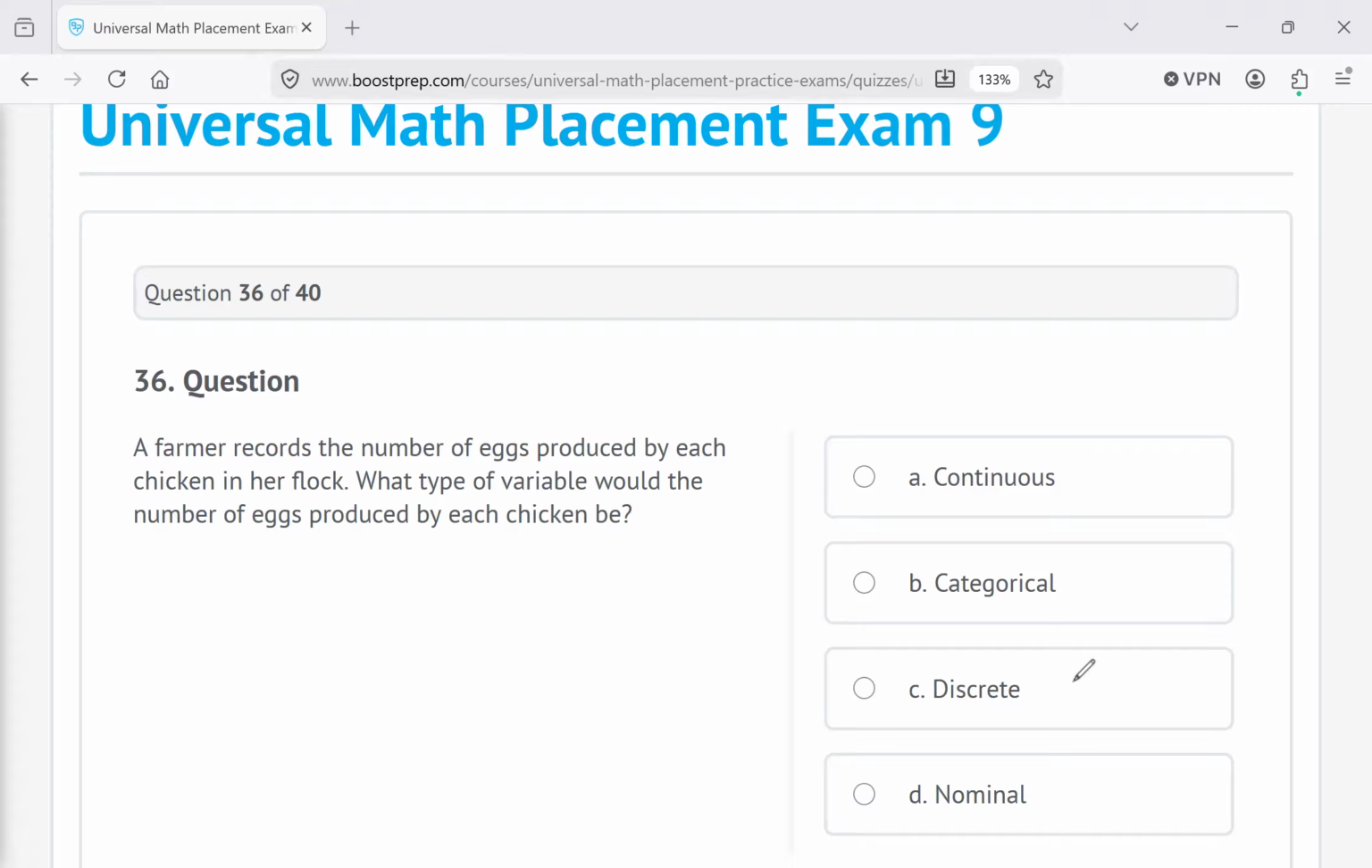I'm going to say discrete, because the number of eggs produced by each chicken would be a whole number. A discrete variable is one that can only take on a specific distinct value. So anything with a distinct value would be discrete.